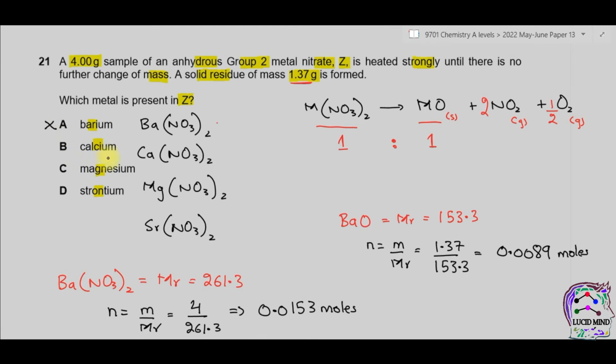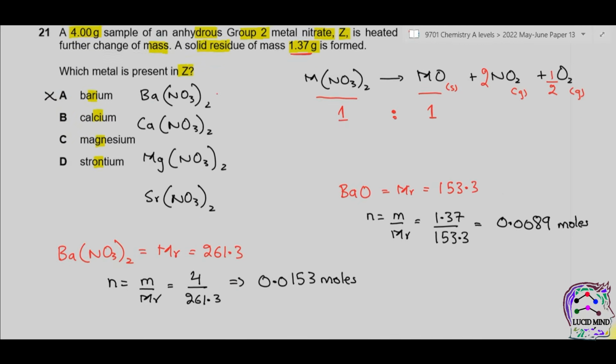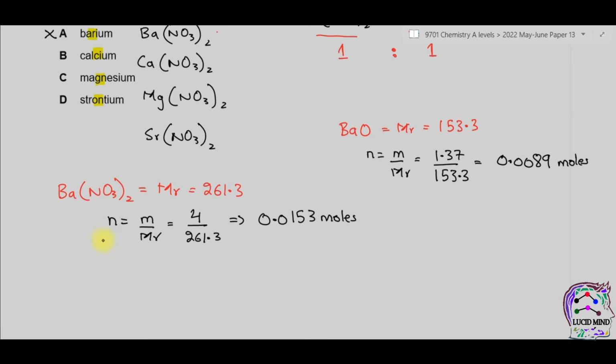Let's do the same for B. Now we have calcium nitrate. First, molecular mass. It is calculated and is equal to 164.1. Then we have moles. 4 grams divided by 164.1. It is equal to 0.0244 moles.